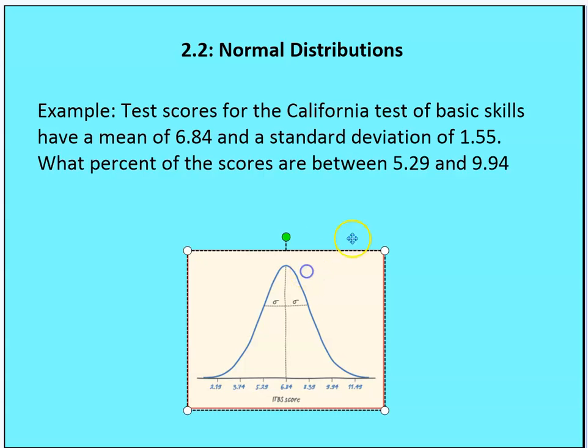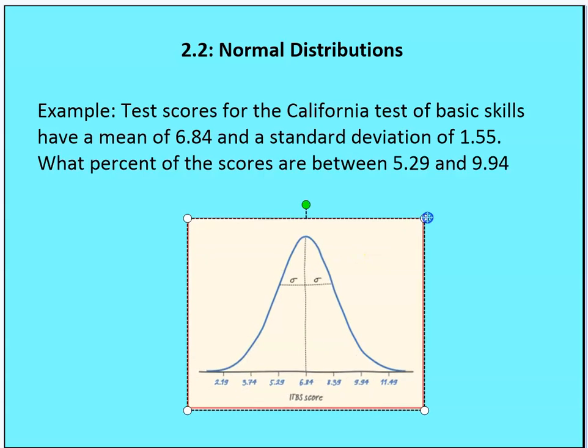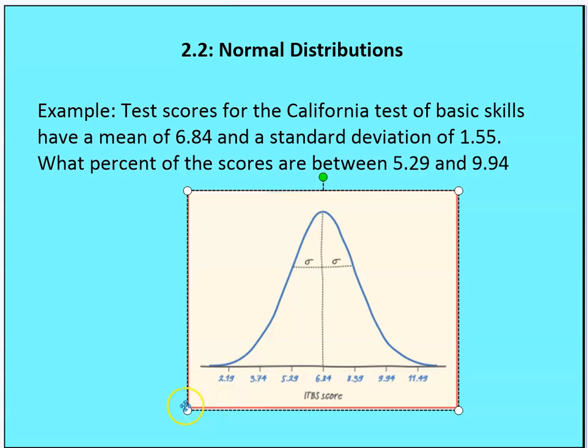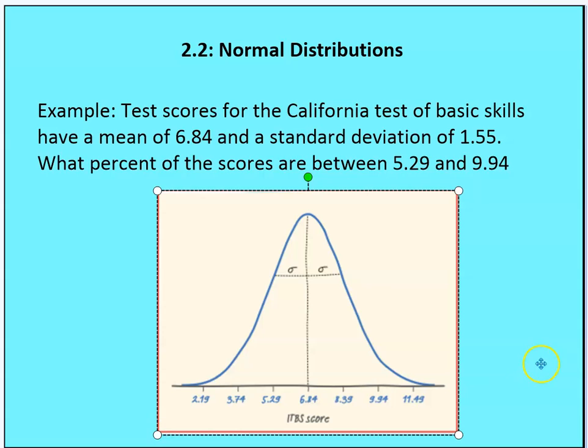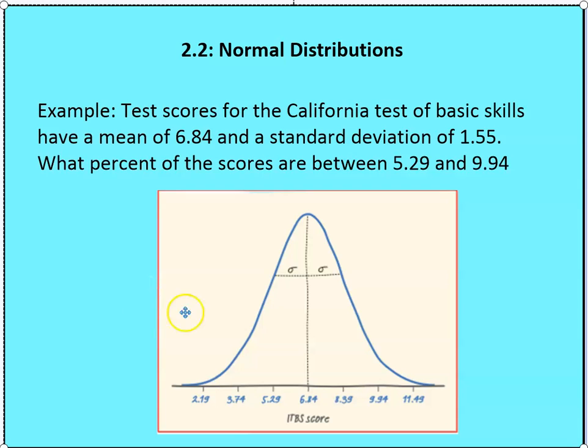Here's an example of test scores for the California Test of Basic Skills. They have a mean of 6.84 and a standard deviation of 1.55. What percent of the scores are between 5.29, so this is 1 standard deviation, and 9.94, which is 2 standard deviations to the right? All right, so that's your first classwork problem. I'm going to pause here, or you can pause while you copy this down, and then I'm going to move on.